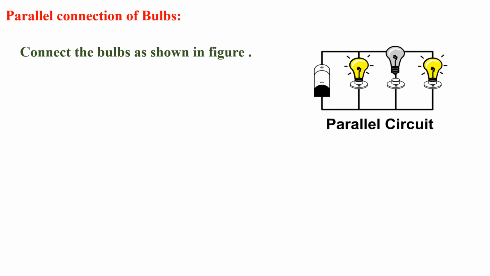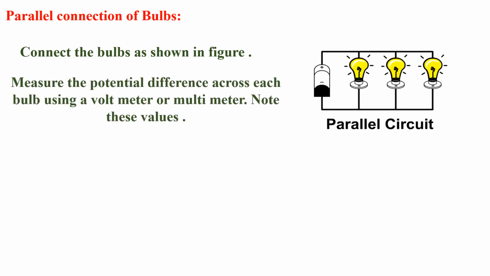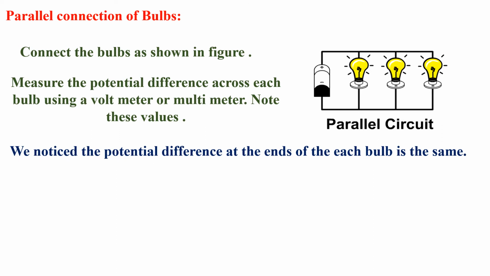Now when you measure the potential difference across each bulb using a voltmeter or multimeter and note those values, we notice that the potential difference at the ends of each bulb is the same. Potential difference at the ends of each bulb is the same.